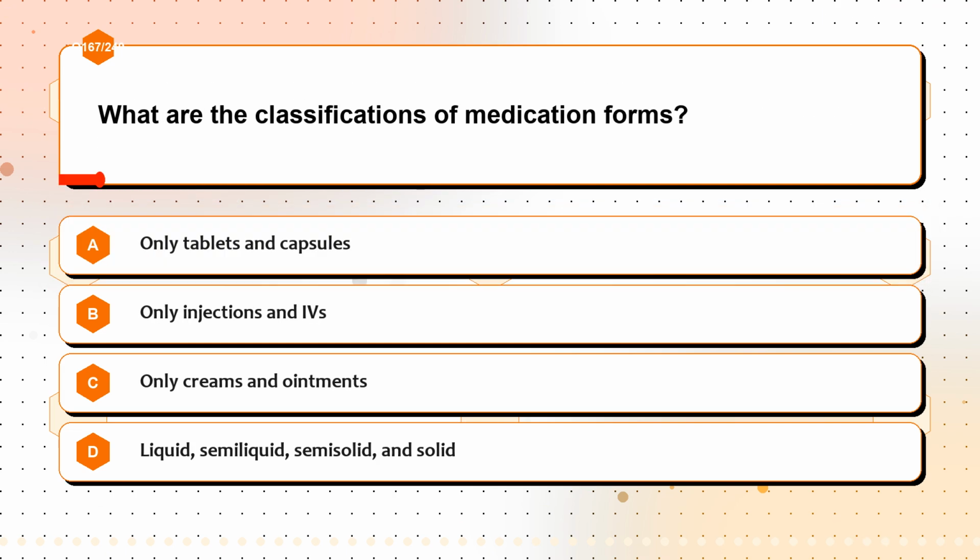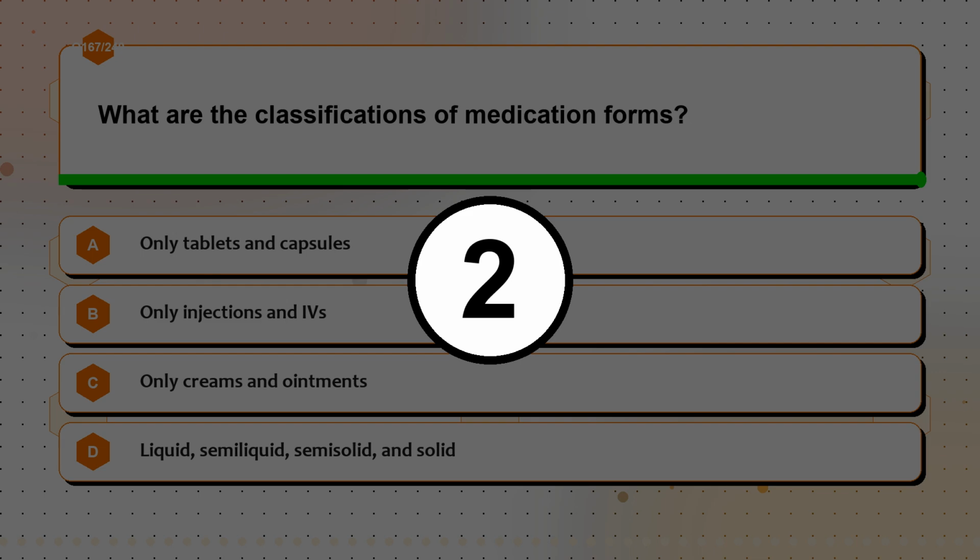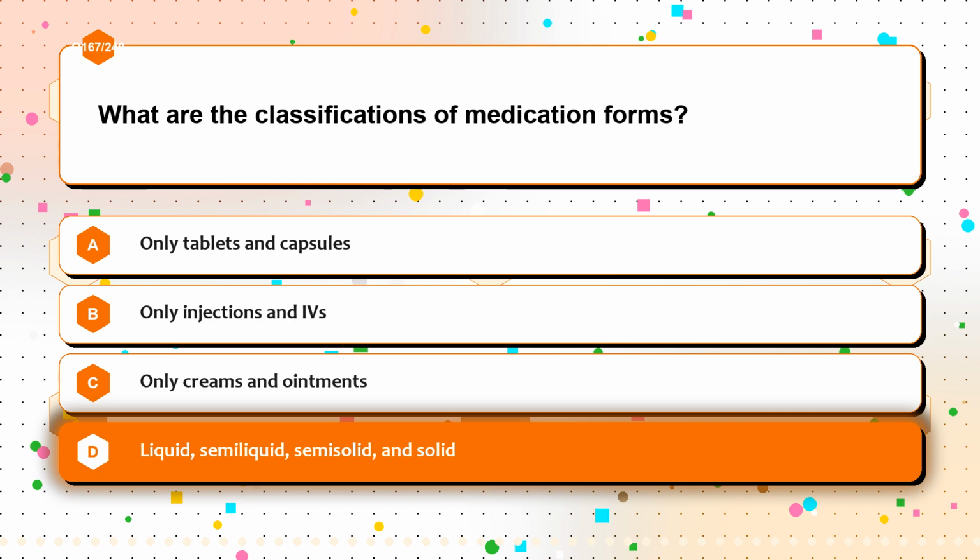Question 167. What are the classifications of medication forms? Here are the options. Option A, only tablets and capsules. Option B, only injections and IV. Option C, only creams and ointments. Option D, liquid, semi-liquid, semi-solid, and solid. The correct answer is option D, liquid, semi-liquid, semi-solid, and solid.